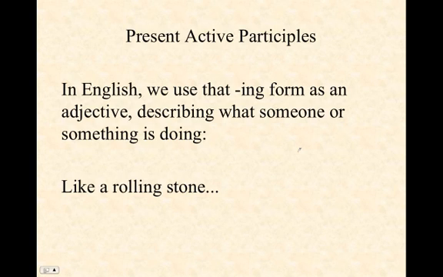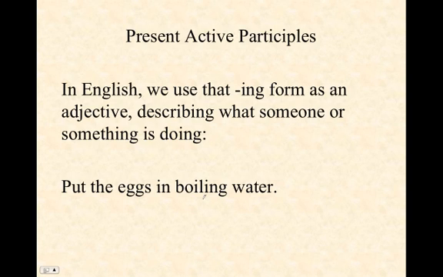For instance, in the phrase, "like a rolling stone," rolling is the present active participle. It's describing what the word stone is currently doing. The phrase, "put the eggs in boiling water." Boiling is an adjective of sorts. The -ing makes it a present active participle. It's describing what the water is doing.